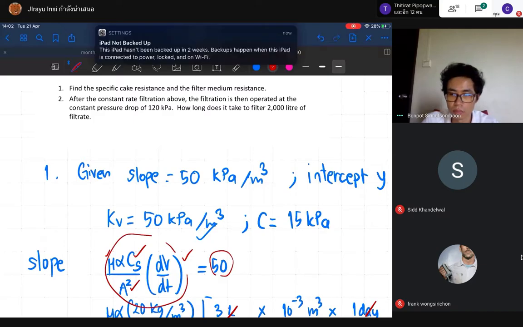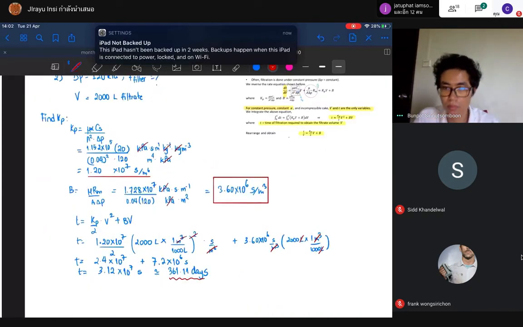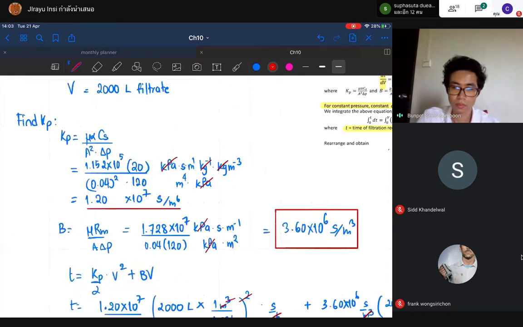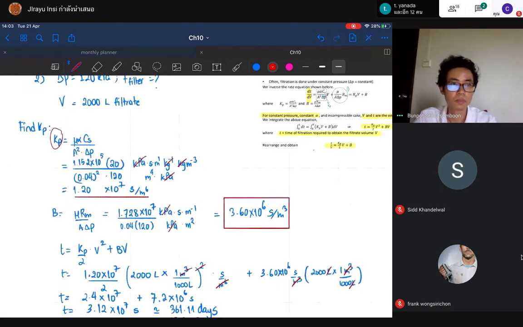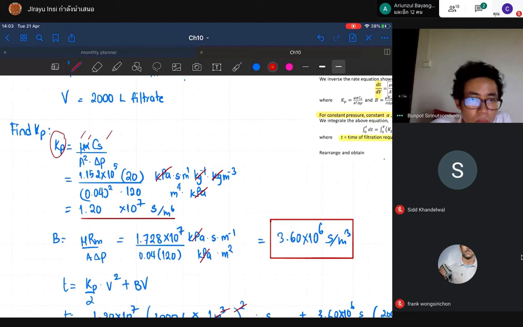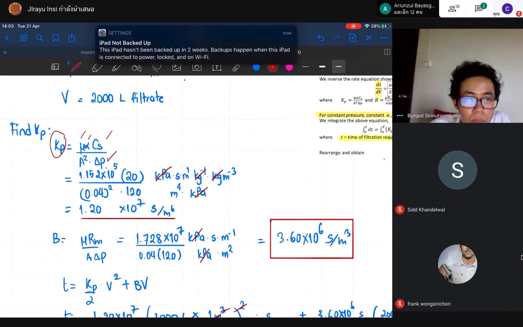So in this question 2, we are given delta P and we are given V. Okay. So what I did was, it says constant pressure drop, so I found Kp. And we already have the values of mu, alpha, Cs from the previous example. And we are also given the pressure drop. And now we can find Kp.